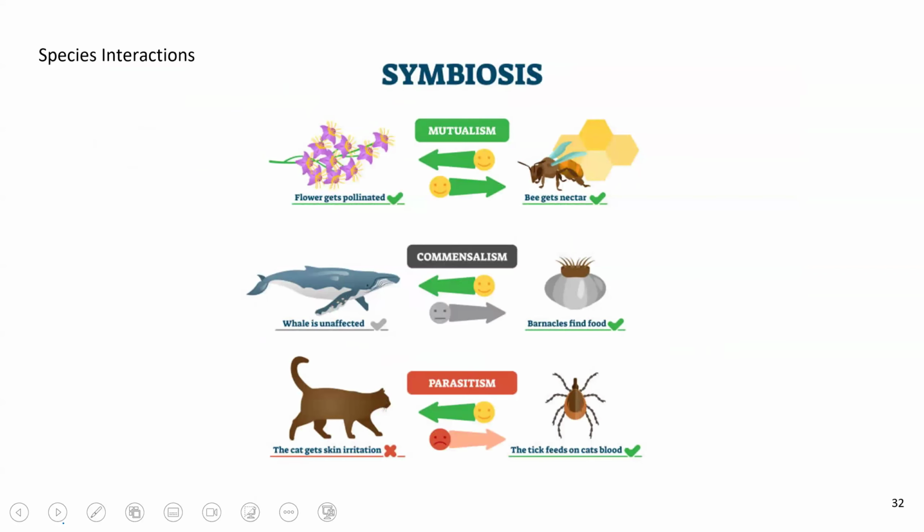We have symbiosis, where we talked about mutualism. Mutualism is a positive positive. Commensalism is a positive zero. And parasitism is a positive negative. They give you examples here.